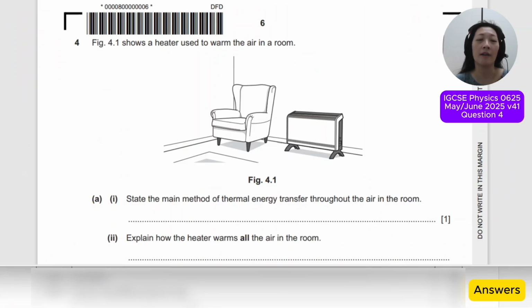Question 4. Figure 4.1 shows a heater used to warm the air in a room. A1. State the main method of thermal energy transfer throughout the air in the room. As you should know by now, there are three methods of thermal energy transfer that you have learnt in your syllabus. There's conduction, convection, and radiation.